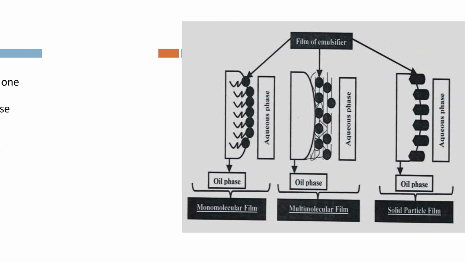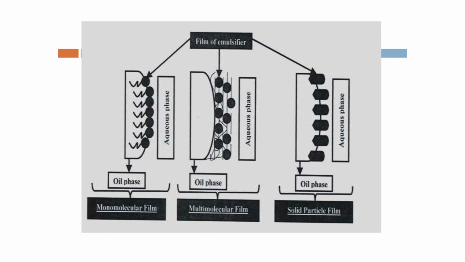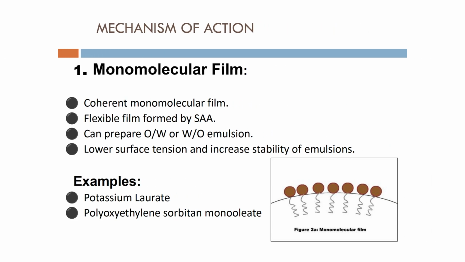This slide has a very helpful diagram. It shows the oil phase and the aqueous phase. In the monomolecular film, a single layer of emulsifier molecules lines up at the interface. In the multimolecular film, a thick multi-layered film forms. In the solid particle film, a layer of solid particles collects at the interface, forming a physical barrier. Let's explore each film type in detail, starting with monomolecular films.